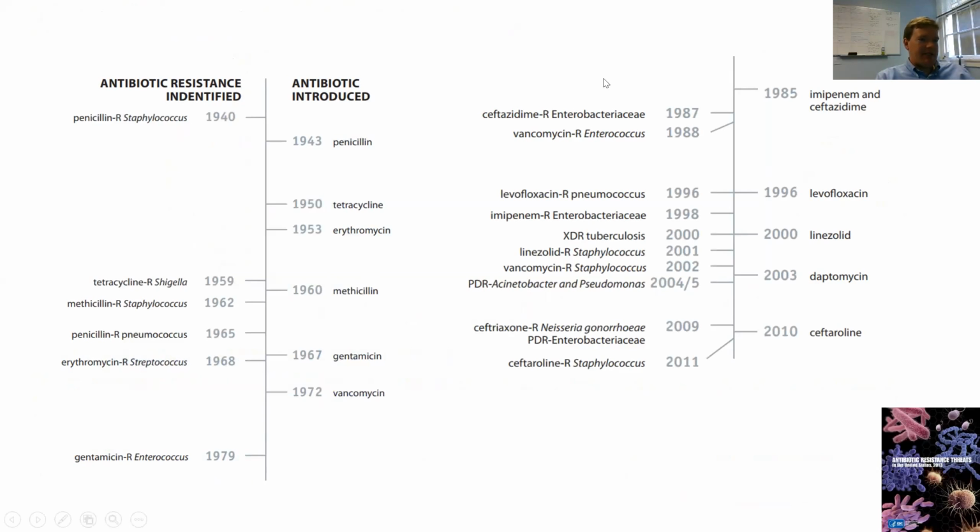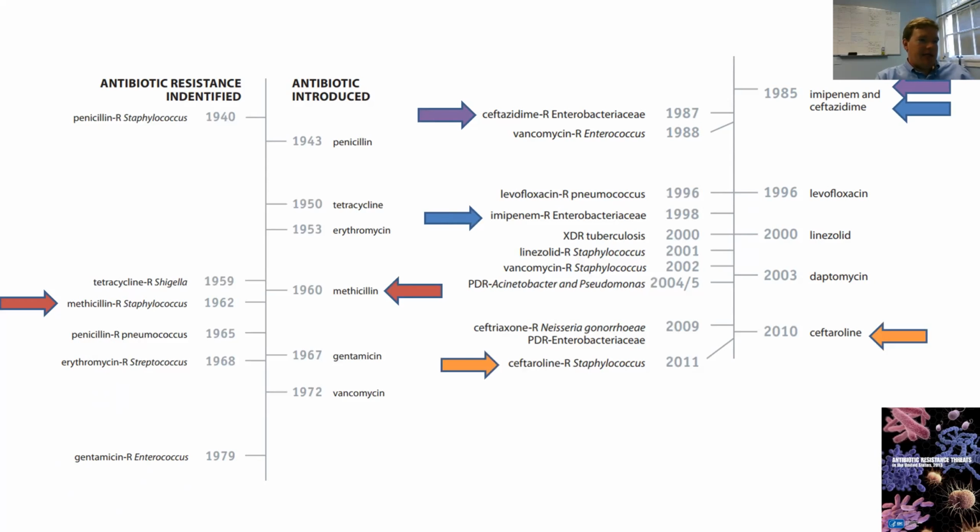From that same 2013 CDC report, they tracked antibiotic introductions and antibiotic resistance identification. I think there's a few that are worth pointing out. Methicillin was invented in 1960, and the first methicillin-resistant Staphylococcus appeared in 1962. That didn't take very long. Imipenem was invented in 1985. It actually took 13 years before we saw imipenem-resistant Enterobacteriaceae. Ceftazidime was also introduced in 1985, and resistance appeared just 2 years later. Ceftaroline was introduced in 2010, and the first ceftaroline-resistant Staphylococcus aureus appeared in 2011.